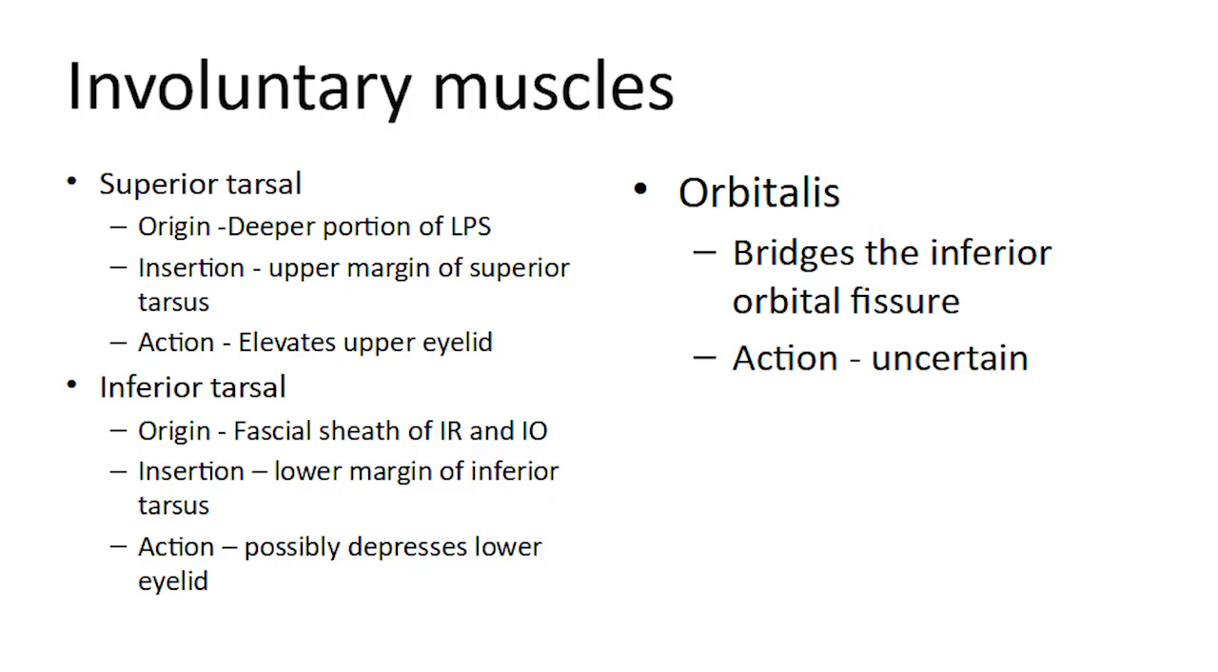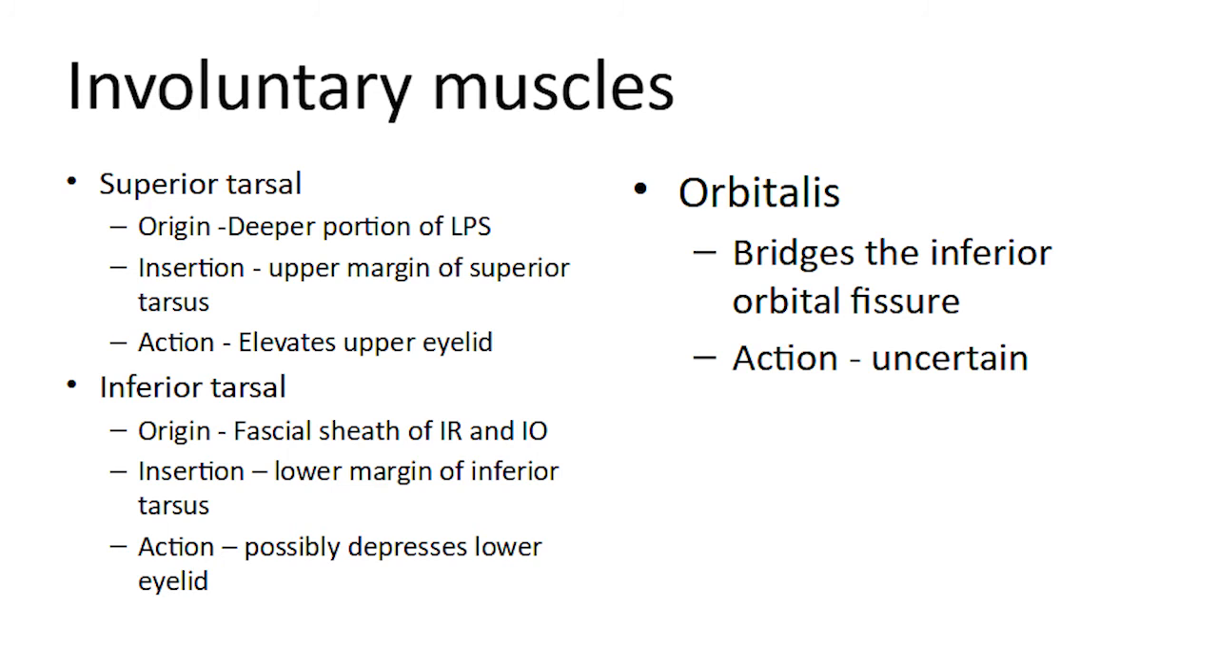Okay, now as I told you, a discussion on extraocular muscles is not complete without discussing involuntary muscles. There are three involuntary muscles: superior tarsal, inferior tarsal and orbitalis. Superior tarsal is nothing but the deeper portion of levator palpebrae superioris. We saw that the levator palpebrae superioris divides into a superior voluntary and inferior involuntary part. The inferior involuntary part is the superior tarsal muscle.